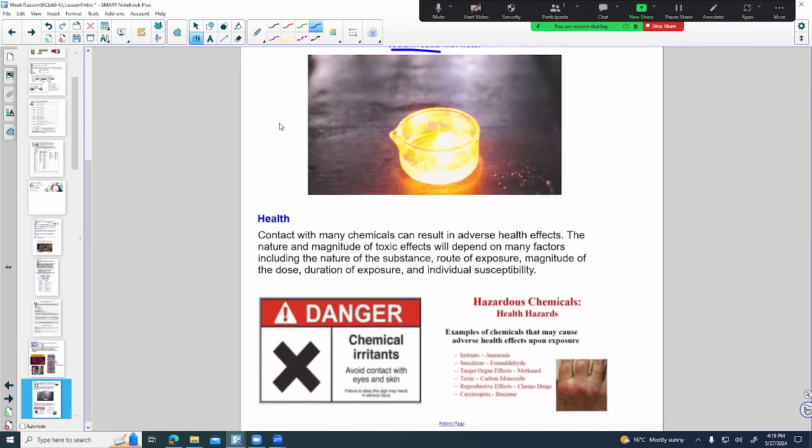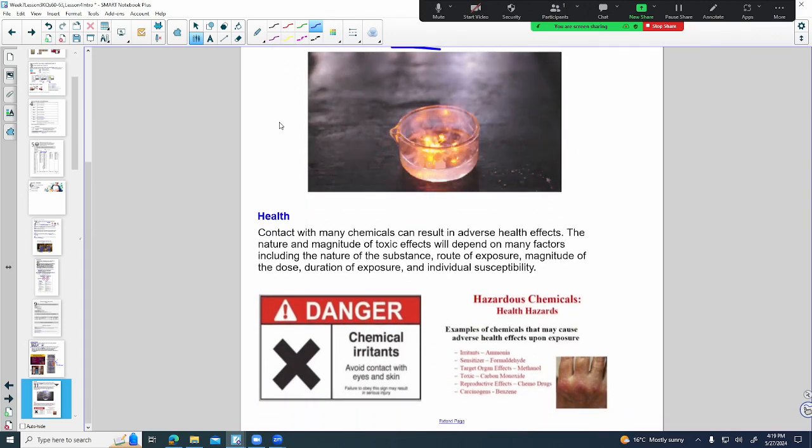Okay, finally, the third section is health. So contact with any chemicals or many chemicals can result in adverse health effects. It depends. The nature and magnitude, that means how big it is, of toxic effects will depend on many factors. That means what it is made of, so the nature of the substance, route of exposure, so how you are exposed, magnitude of the dose, so how much you get, duration of exposure, that means how long, and individual susceptibility. So it varies from different individuals.